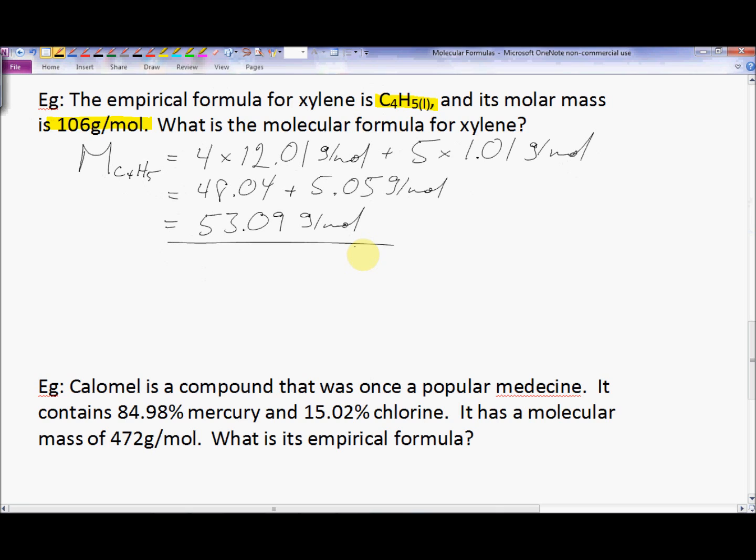But we know that for the molecular compound, the molar mass is 106 grams per mole. So an easy way to determine the multiplier that we'll use on the empirical formula is to divide the molar mass of the molecular formula by the molar mass of the empirical formula. So our X value is equal to 106 grams per mole divided by 53.09 grams per mole.